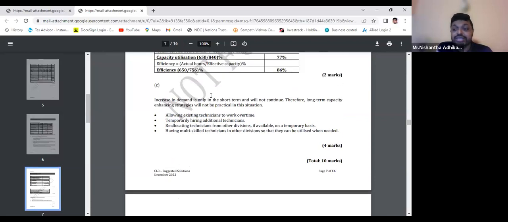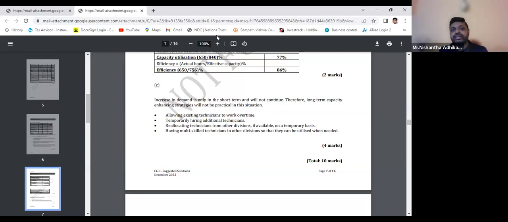Clear? Those are the things that you can do, because this is not a long-term capacity increase. It is a short term. Then in a short period, you can take temporary precautions or activities you can perform, guys.